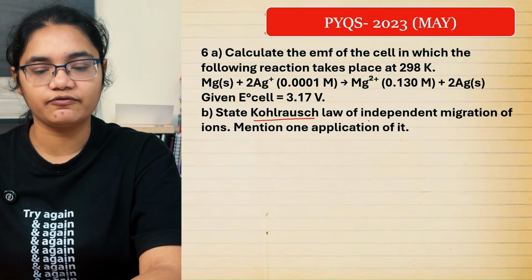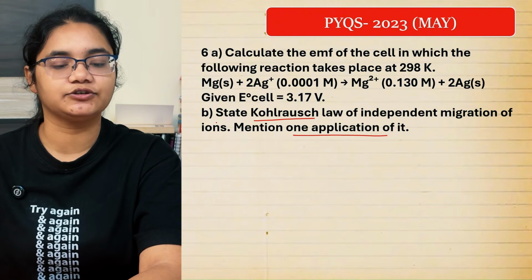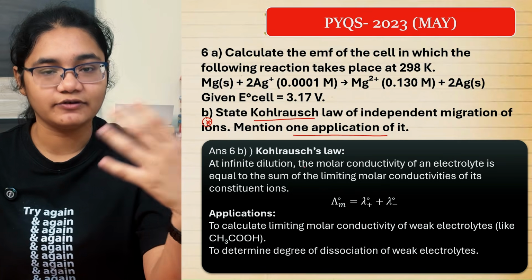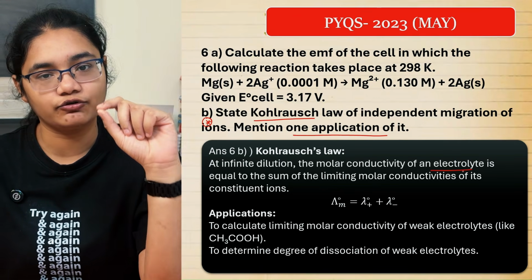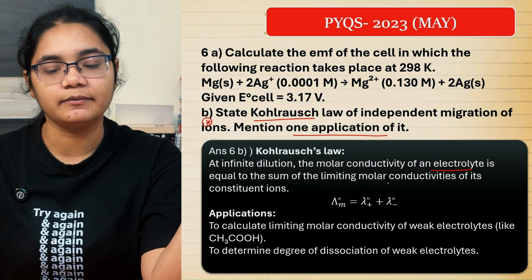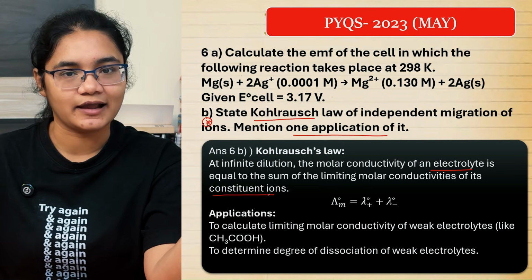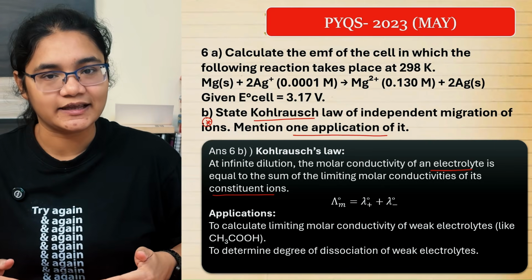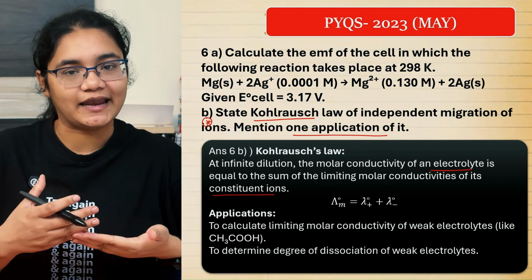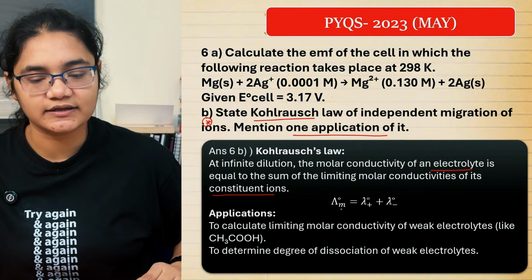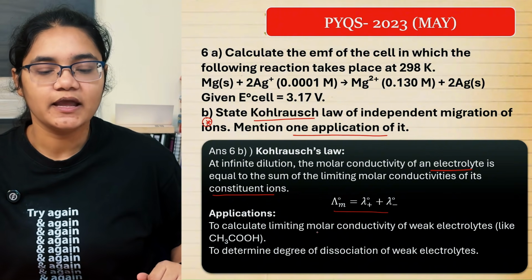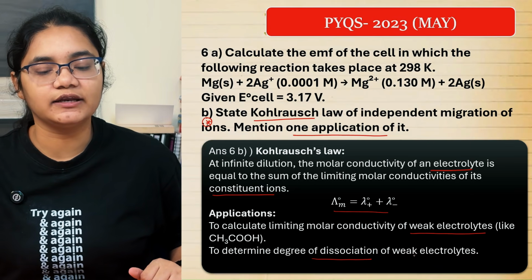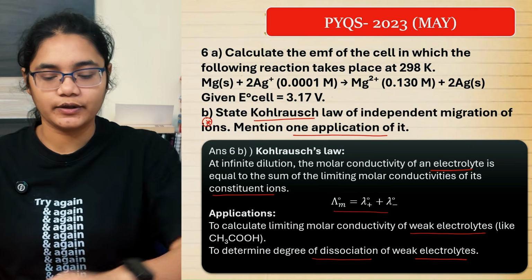Now we will see the next question. State the Kohlrausch law of independent migration and mention one application of it. This is also a very, very important question. So Kohlrausch law states that at infinite dilution, the molar conductivity of the electrolyte is due to the sum of the limiting molar conductivity of its constituent ions. For example, NaCl: the limiting molar conductivity of NaCl is the sum of the conductivity of Na plus and Cl minus. So that is how it is represented here. And as an application, it is used to calculate the molar conductivity of weak electrolytes, and to find the degree of dissociation of weak electrolytes.